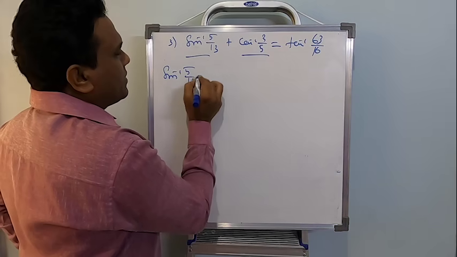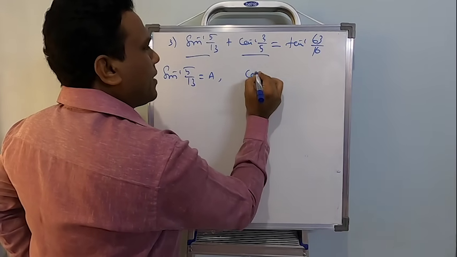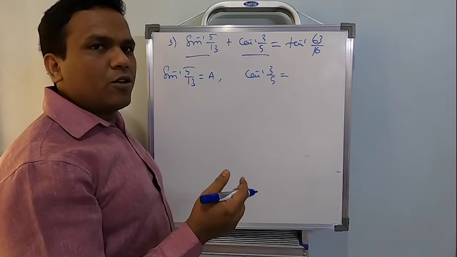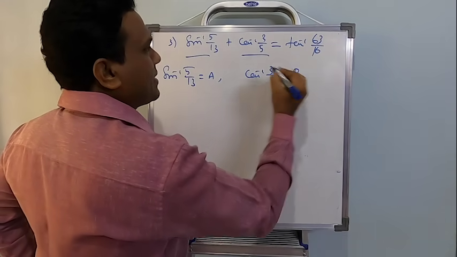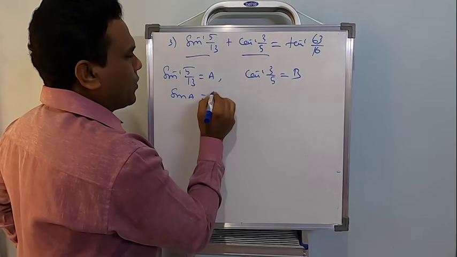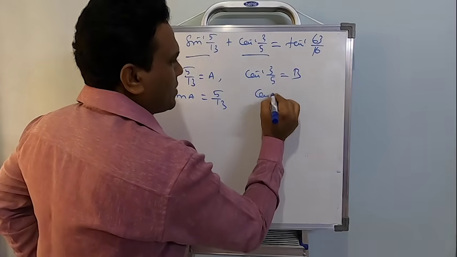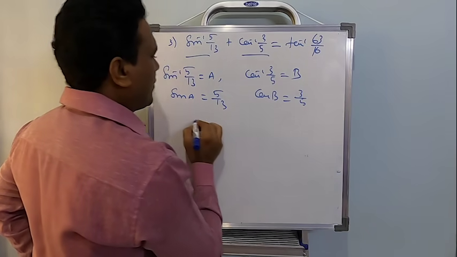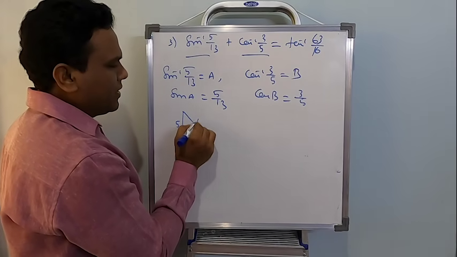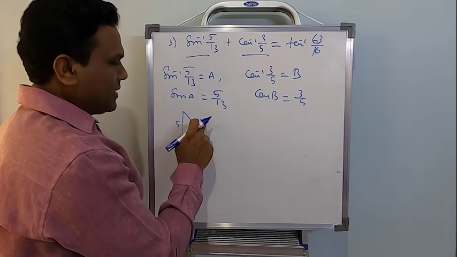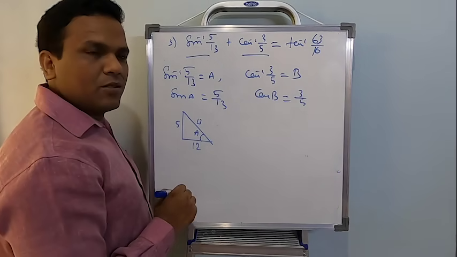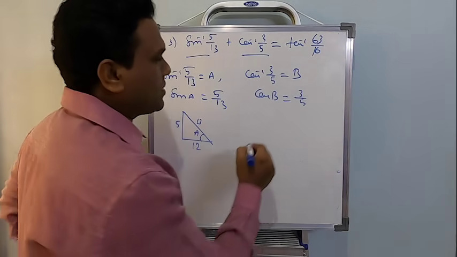So let me consider this equal to A and one more. I said both of them I am going to convert in terms of tan, so let me take this as B. From this, sin A will be equal to 5 by 13, and from this cos B is equal to 3 by 5. For both of them, complete the triangle. This is A, so this will be 5, this will be 13. 169 minus 25 is 144, square root of 144 will be 12. So complete the triangle by using Pythagoras theorem.